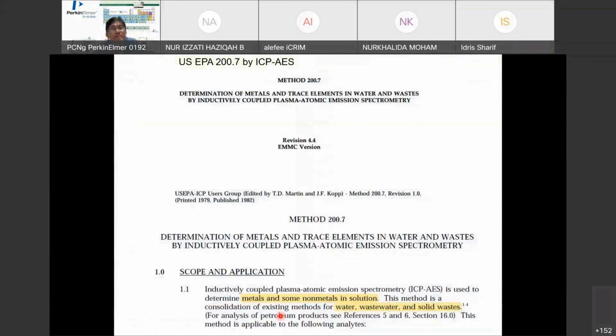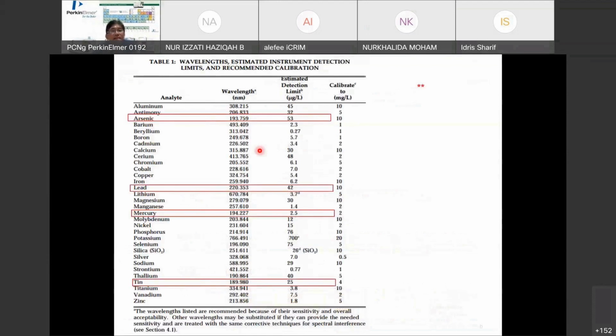This is 200.7, just now APHA 3120. 200.7 is listed as metals and non-metals in solution, water, wastewater, and solid waste under US EPA 200.7. Okay, so under this US EPA 200.7, it lists elements like tin, which is missing in APHA. Mercury is also listed there. So in this case, you can use the 200.7 method to do these elements.